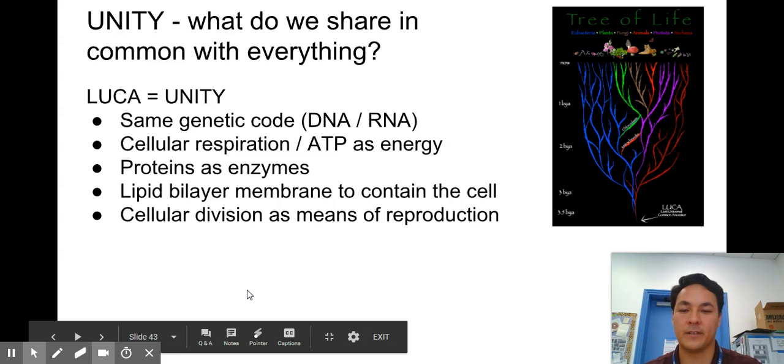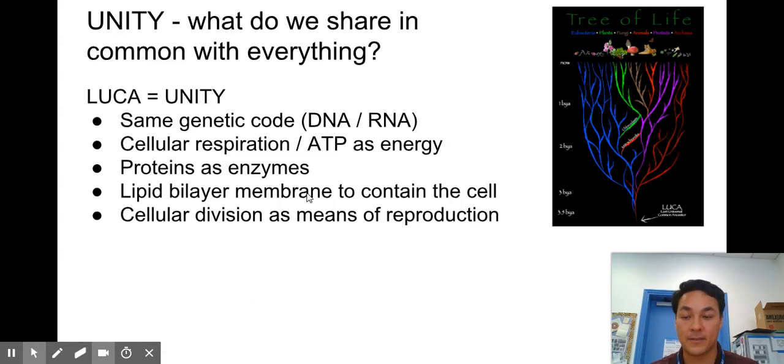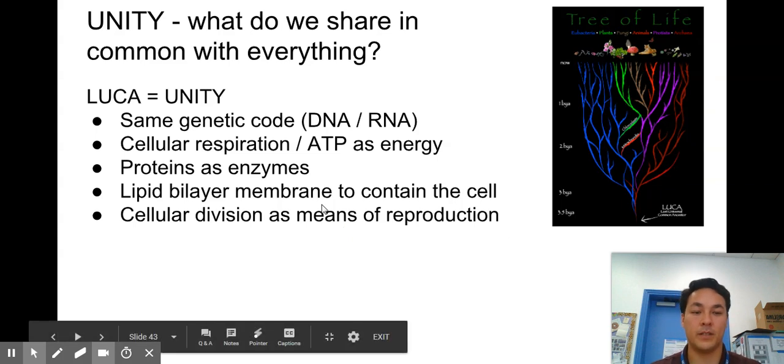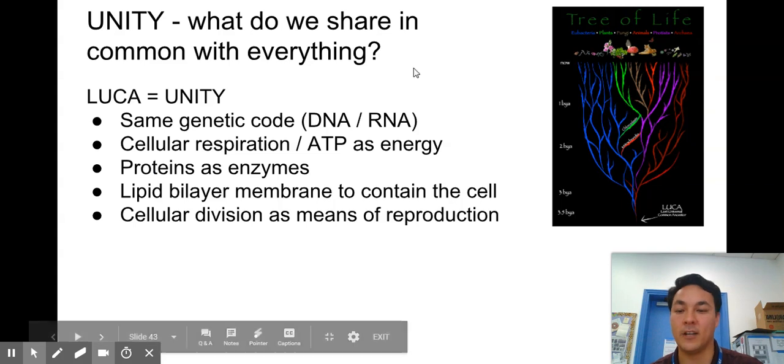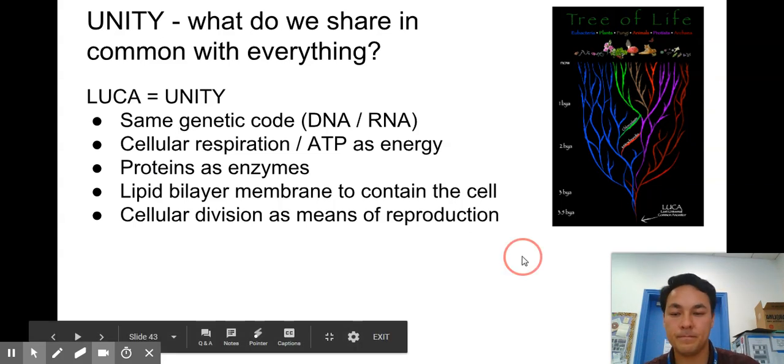I do not expect you to memorize this. This is the first time I've taught this course. We're following that pre-AP curriculum where we haven't gone over this stuff, right? I haven't gone over cellular respiration, DNA, proteins, etc., but we will. And so when we do, I'll reference back to the LUCA. But these are things that every single thing that's alive today does or uses.